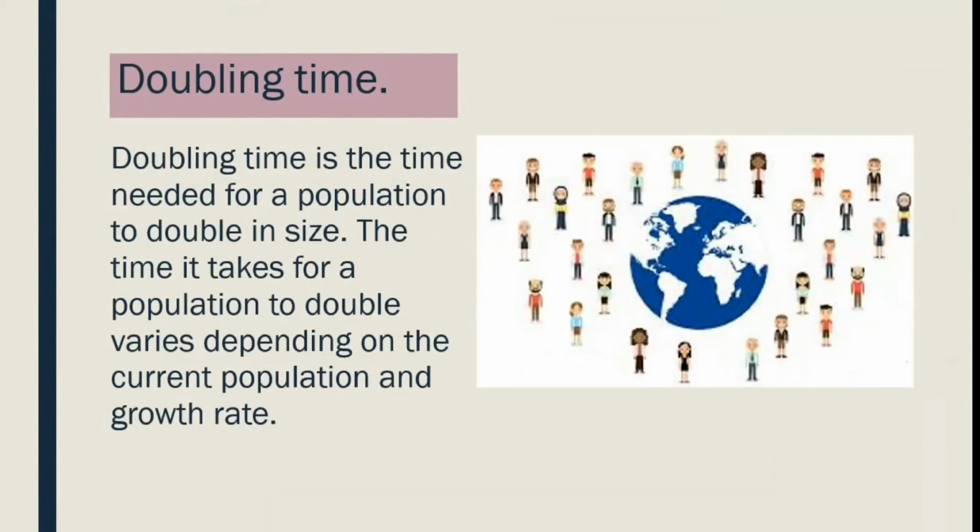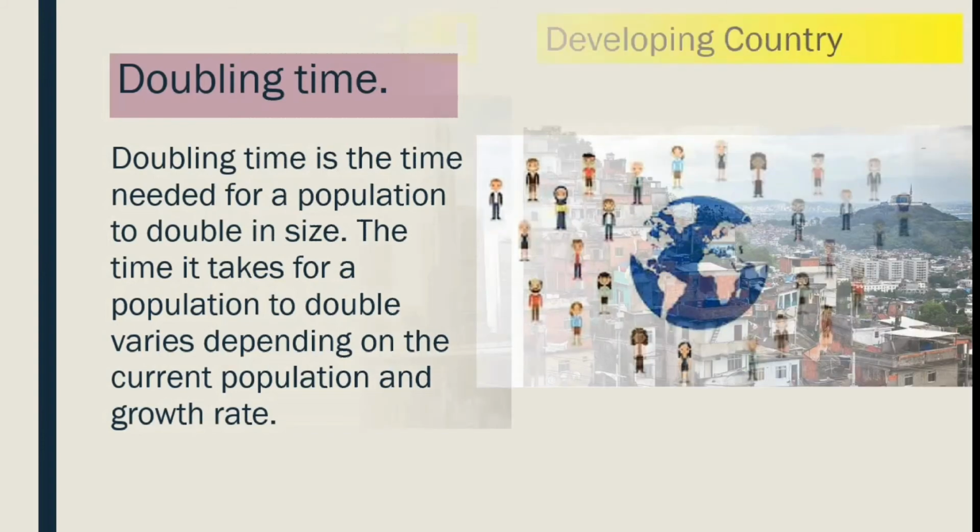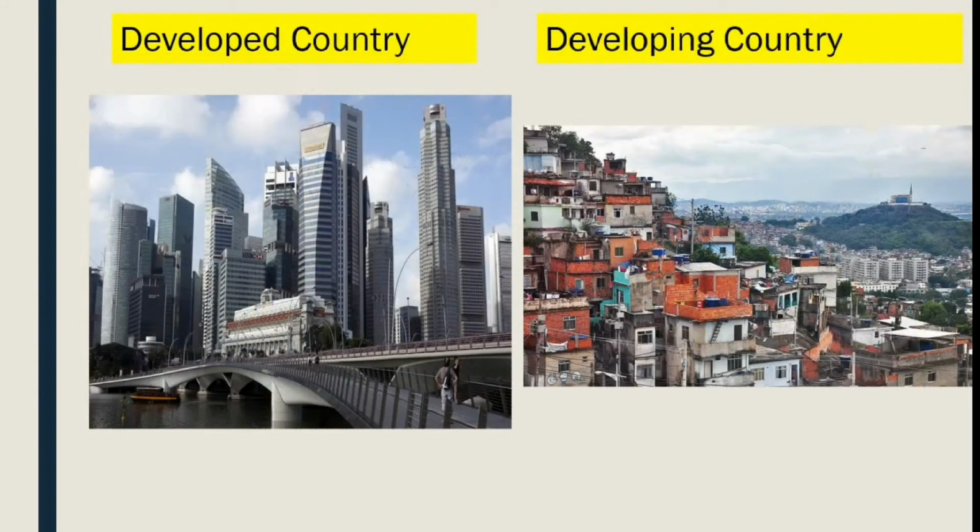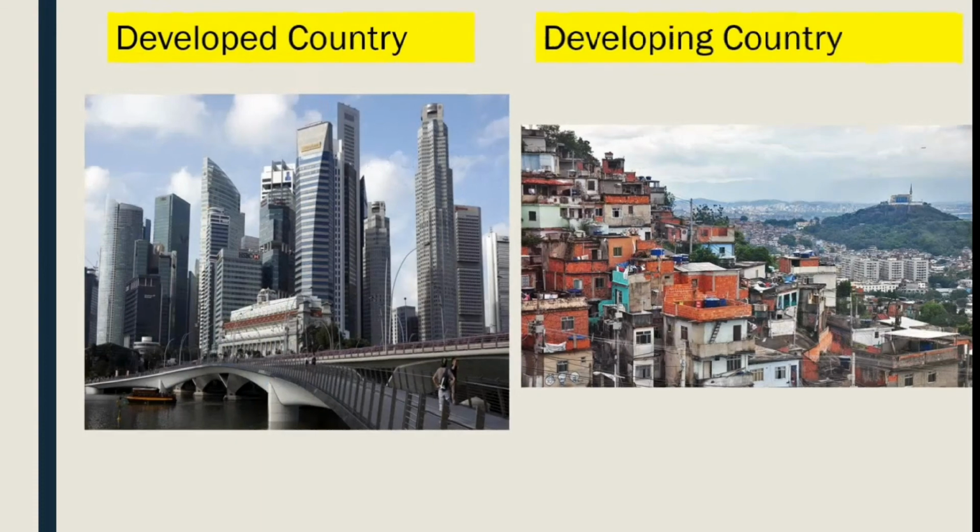Doubling time. Doubling time is the time needed for a population to double in size. The time it takes for a population to double varies depending on the current population and growth rate. A country that has a slow doubling time is sometimes categorized as a developed country. One with a rapid doubling time may be referred to as a developing country.